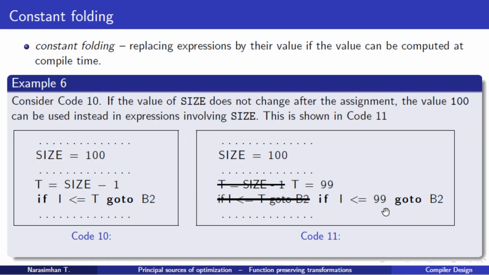Thinking deep, we will find that here you are comparing i with the value of a variable. So you need to go to the memory and fetch the value of t. But here you don't need that because you are comparing i with the constant value. So this will be much faster when you compare with this particular version.